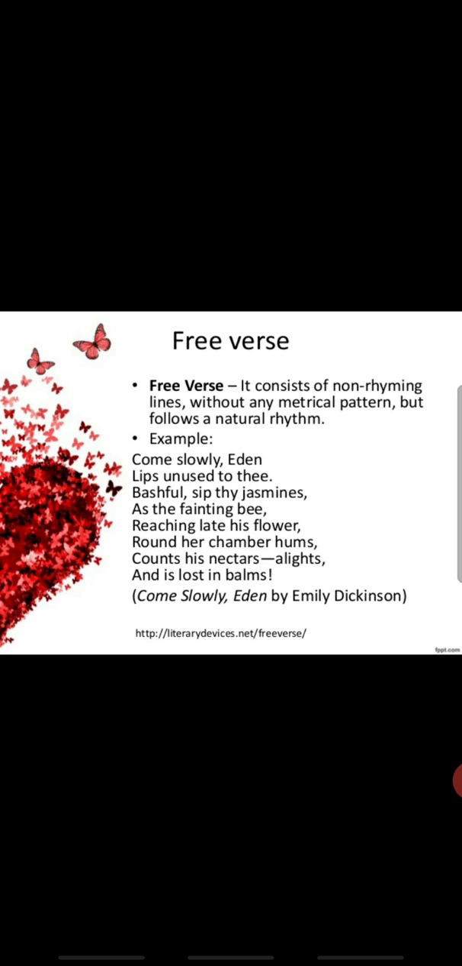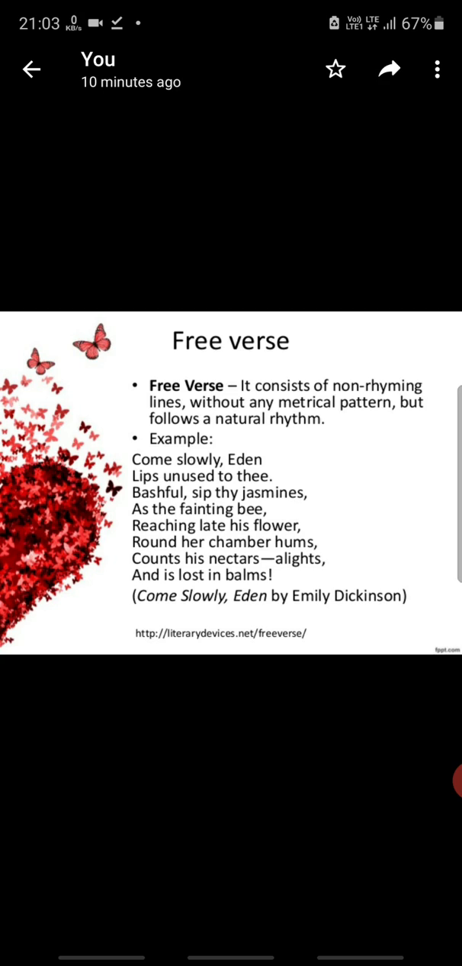Now free verse. As the word suggests, free verse means free from any rhyme. So it consists of non-rhyming lines. So what is free verse? Free verse is poetry that does not rhyme, or which does not have a regular metrical pattern or regular rhythm, but it follows a natural rhythm.